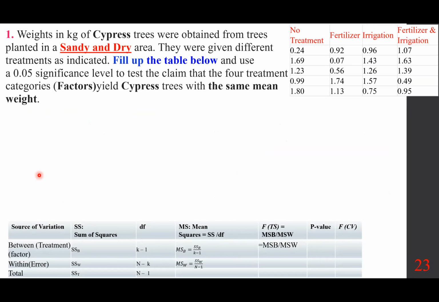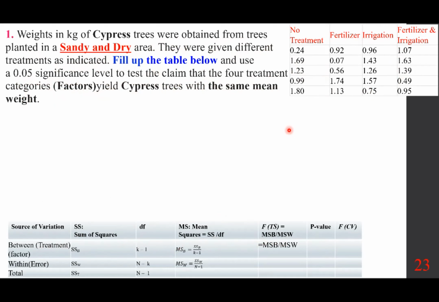In short, if you have more than 2 means, you use the analysis of variance. So here's an example. Weights in kilograms of cypress trees were obtained from trees planted in a sandy and dry area. They were given different treatments as indicated in this table. Fill up the table below. This is an ANOVA table. And use a 0.05 significance level to test the claim that the 4 treatment categories or factors yield cypress trees with the same mean weight.